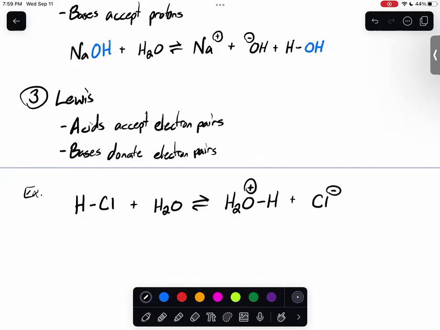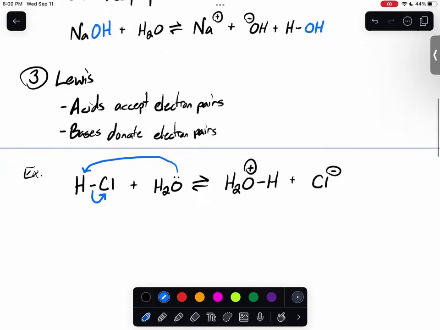So what we're actually seeing is the oxygen from the H2O is giving electrons to the hydrogen, right? And then that hydrogen is breaking the bond with the chlorine, and it is giving the chlorine those electrons. And the end result is what's shown over there on the right.